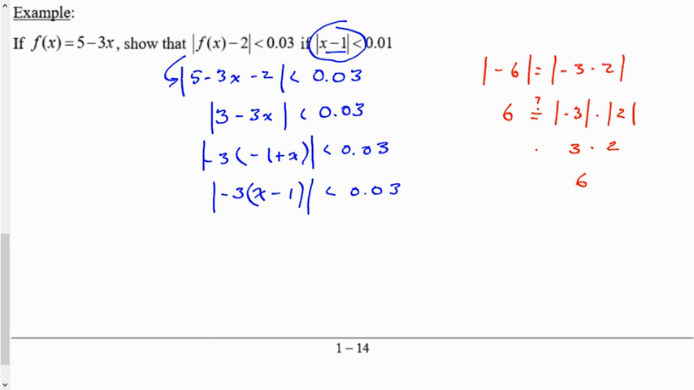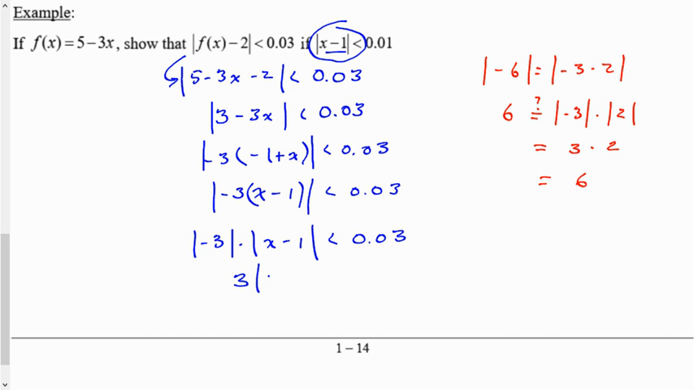So I'm going to use that idea here, where here I have this -3 multiplied to the binomial, and I'm going to separate it into two separate absolute value statements. The absolute value of -3 times the absolute value of x minus 1. Is that less than 0.03? Well, yes, it must be, because we have this statement. What's the absolute value of -3? It is +3, so I can get rid of the absolute value sign. Here, because I don't know what x is, I have to keep the absolute value sign.